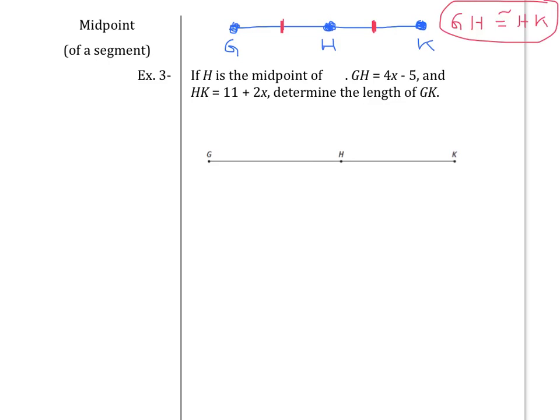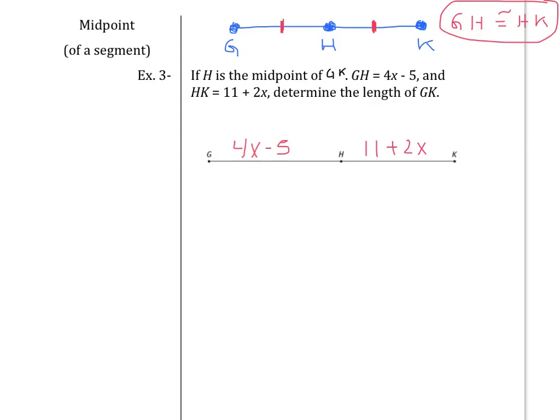And let me just fill this in. This is supposed to say GK. If H is a midpoint of GK, GH equals 4x minus 5, and HK is 11 plus 2x. Determine the length of GK. So GH is 4x minus 5, so let's enter that here. And HK is 11 plus 2x, so this one is 11 plus 2x.